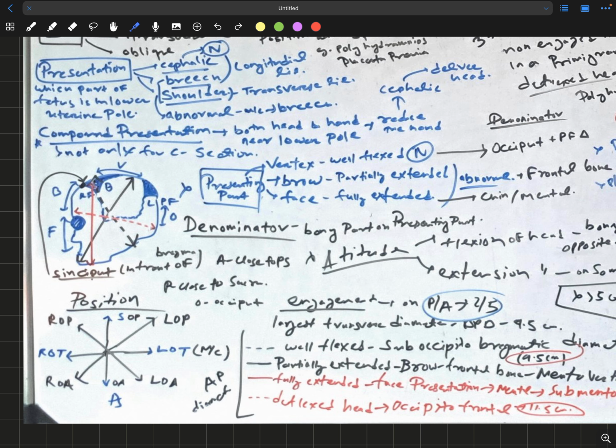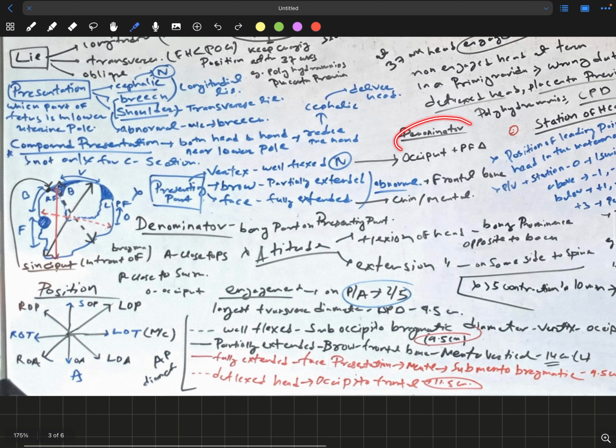When will we see the brow presentation? We will see it in a partially extended head. Where will we see the face presentation? Face presentation we will see in the fully extended head. So fully extended head gives the face presentation, partially extended is the brow presentation, and flexed or normal, fully flexed head gives the vertex presentation.